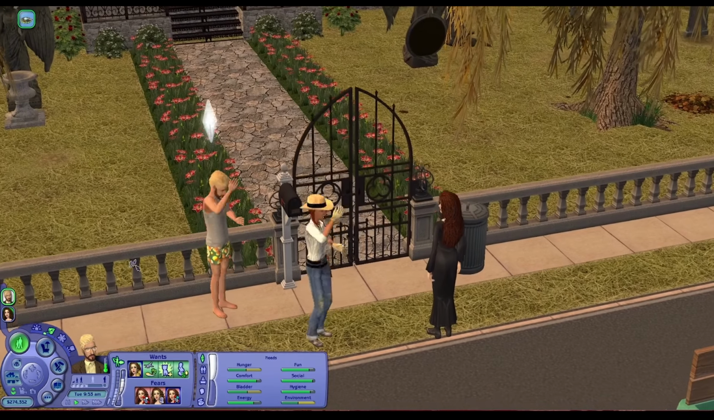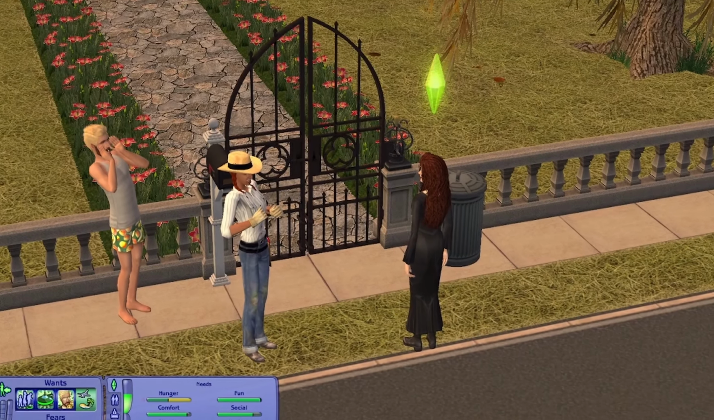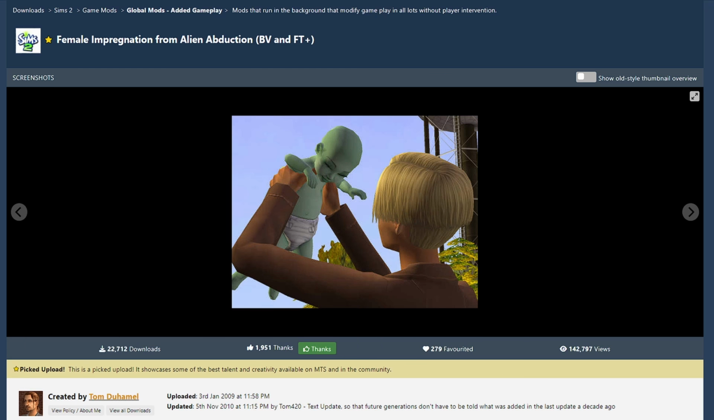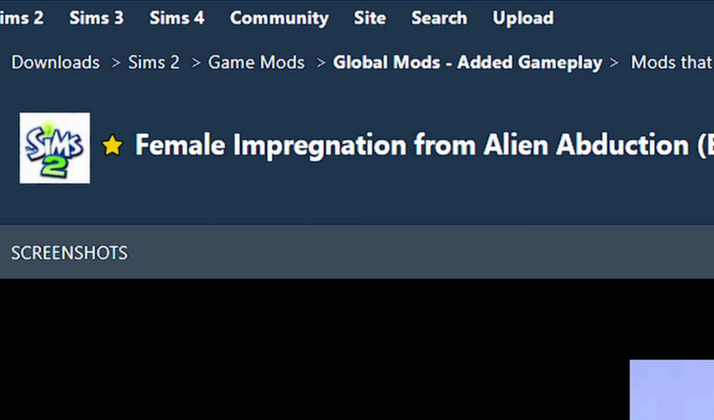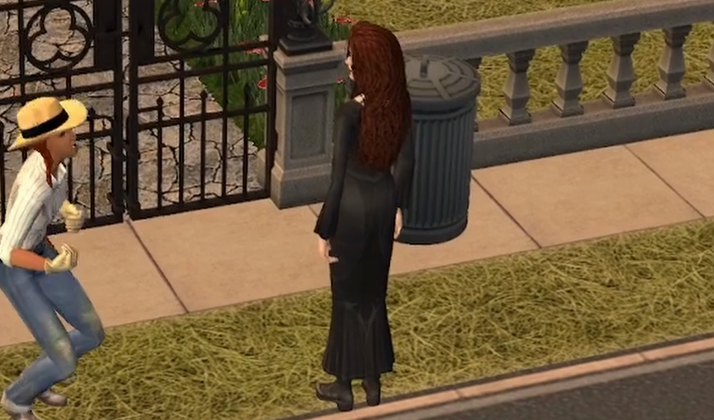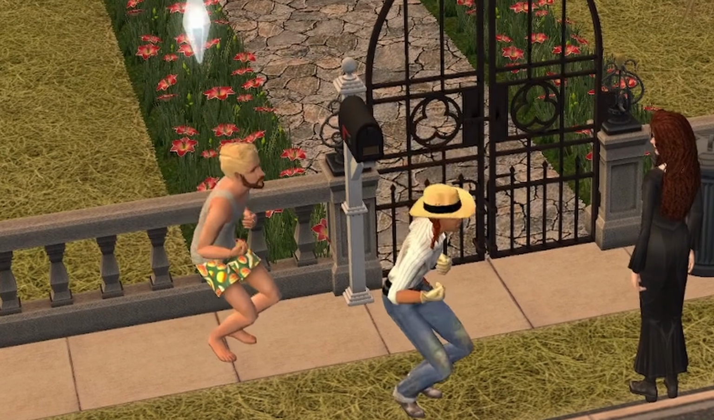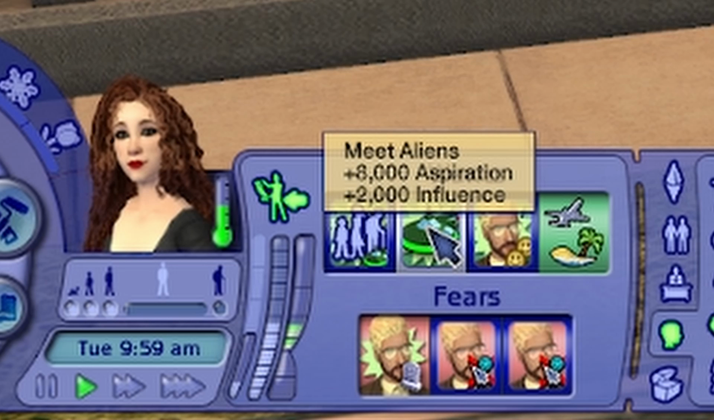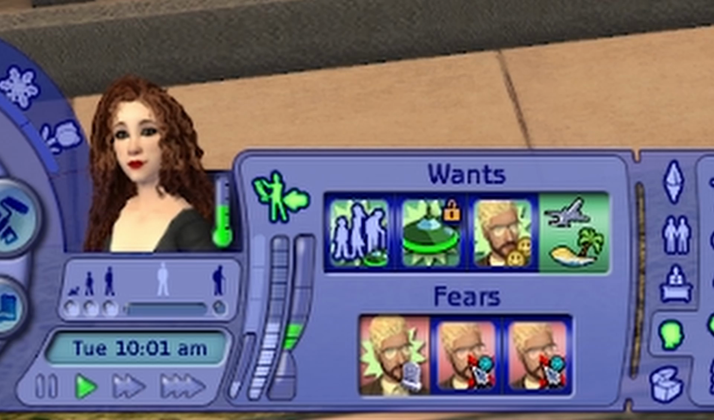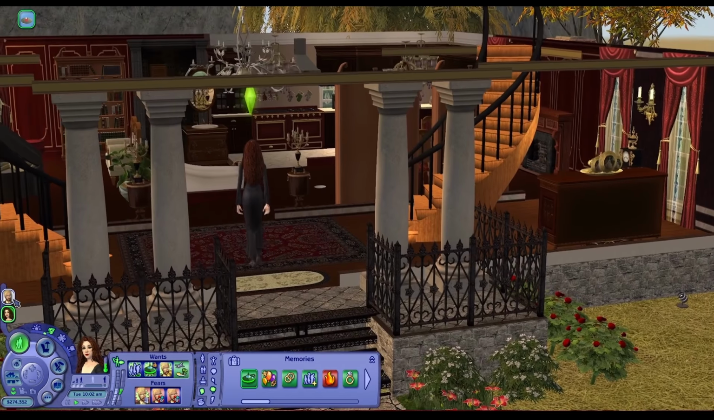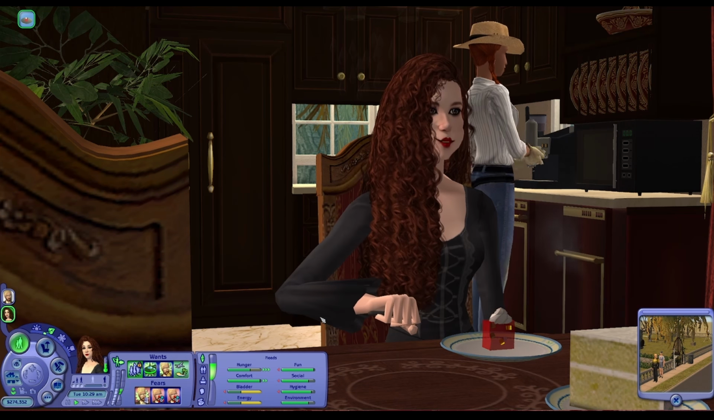Wait, what? Oh my god, I forgot I got this stupid mod. Well, I guess I'm pregnant now. Why are they both cheering? And she already wants to get abducted for a second time. Settle down, April. Mission successful. Time to make you disappear.